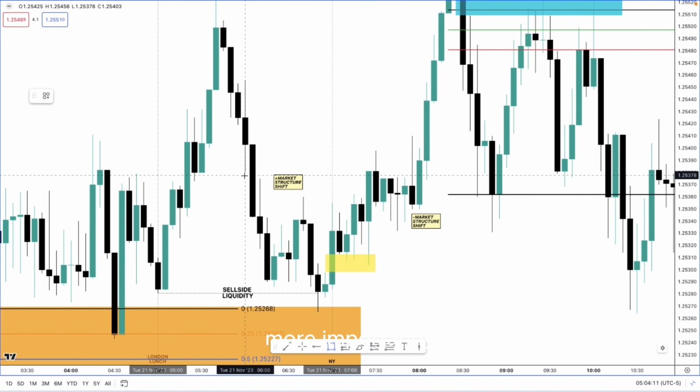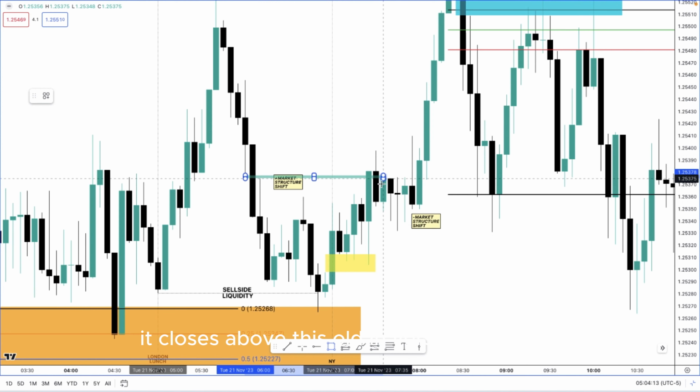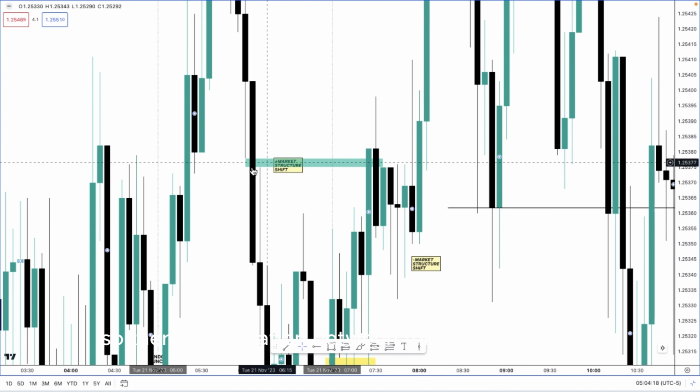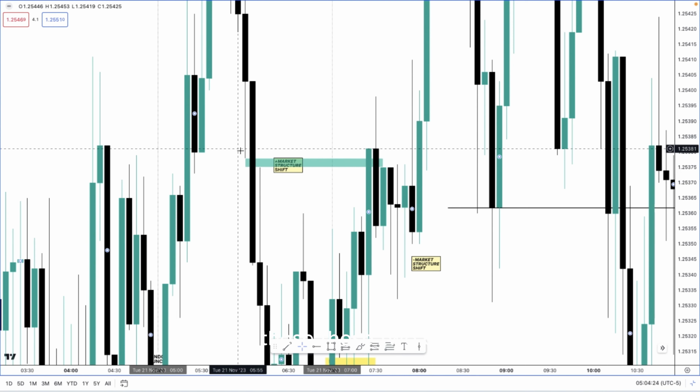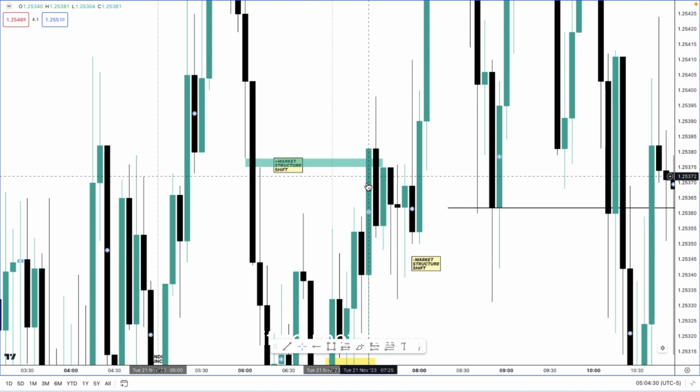More importantly, it closes above this old inversion fair value gap. So there's separation between these two candles. Between these two candles, the separation there. Normally, you would want to sell that. So if you're not selling that, if you see price closing above, that's an inversion fair value gap.